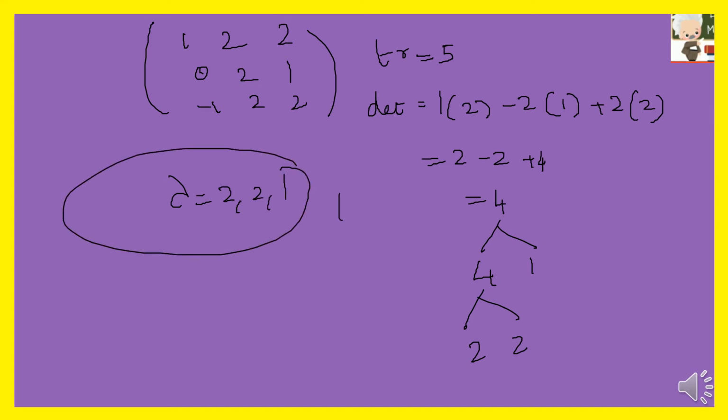So what is your trace? Your trace is 5, the sum of eigenvalues. What is your determinant? It is 4. So 2 into 2 is 4, 4 into 1 is 4. So you are getting it right. Hope everyone got the trick that I'm discussing here. Let me give you a few more problems so that you will be able to understand.